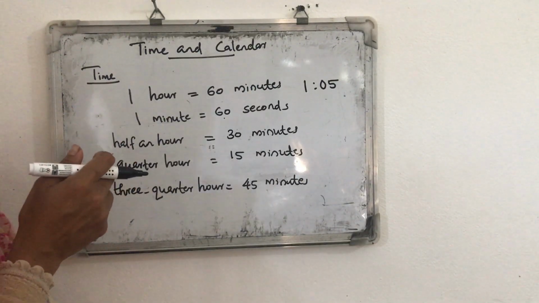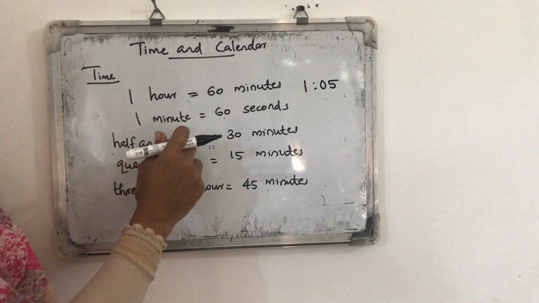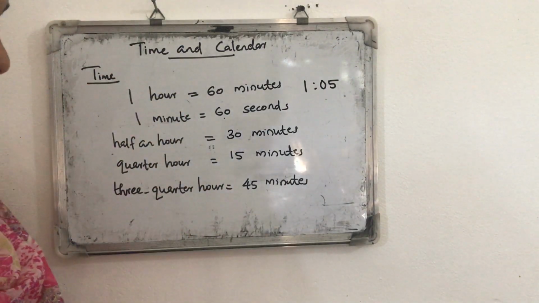Now half an hour. Half an hour means, we know 1 hour is 60 minutes. Then half an hour will be how many minutes? 30 minutes.